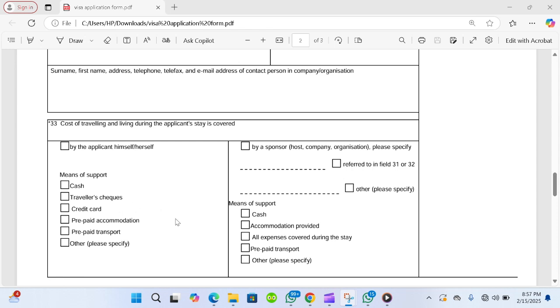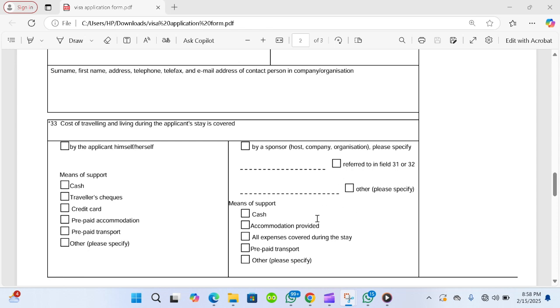But if you have a sponsor, if the cost of travelling and living during the stay is not going to be covered by you, then you go ahead and click on by a sponsor, and the sponsor can be a host, company, or organization. So you click on by a sponsor. Then here they say refer to in field 31 and 32. Here they want to know if it's the same person you mentioned in number 31 and 32. If it's the same person, then go ahead and click this. But if it's not the same person, you tick others and specify.